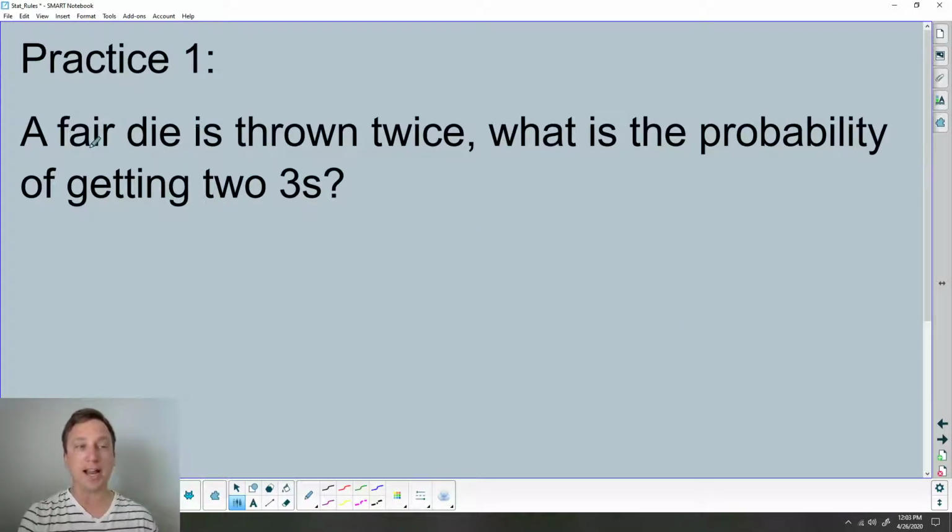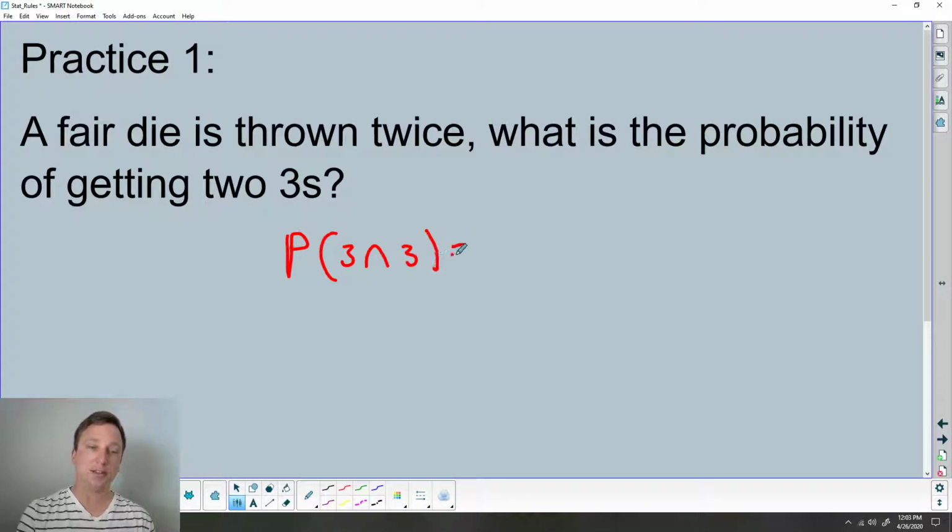So we roll a fair die. I just put that there because it's not weighted. It's thrown twice. What's the probability of getting 2 3s? The fact that I roll a 3 the first time doesn't impact the fact that I roll a 3 the second time. They're independent events. So the probability of rolling a 3 and rolling a 3 again would be equal to the probability of 3 times the probability of 3.